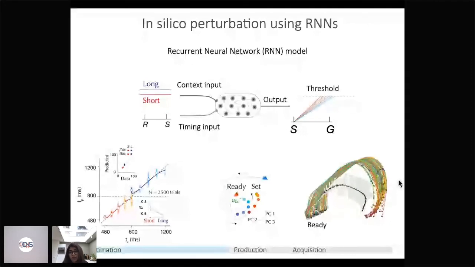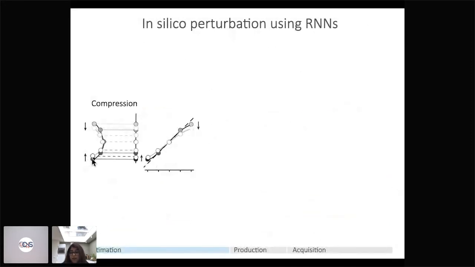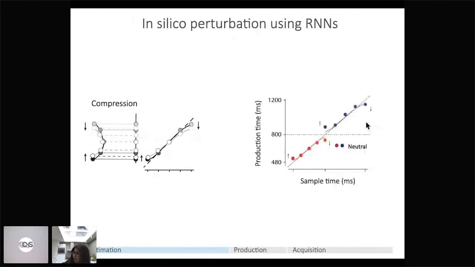Now, the advantage of doing this in silico is that we have the opportunity to directly go to the manifold and artificially perturb the state at different points such that it compresses towards the central position, the center of the prior. And then if we allow the linear readout to read out this curve, what we find is that there should be increased compression. And that's exactly what we see here: 40% compression, 60% compression, the bias increases.